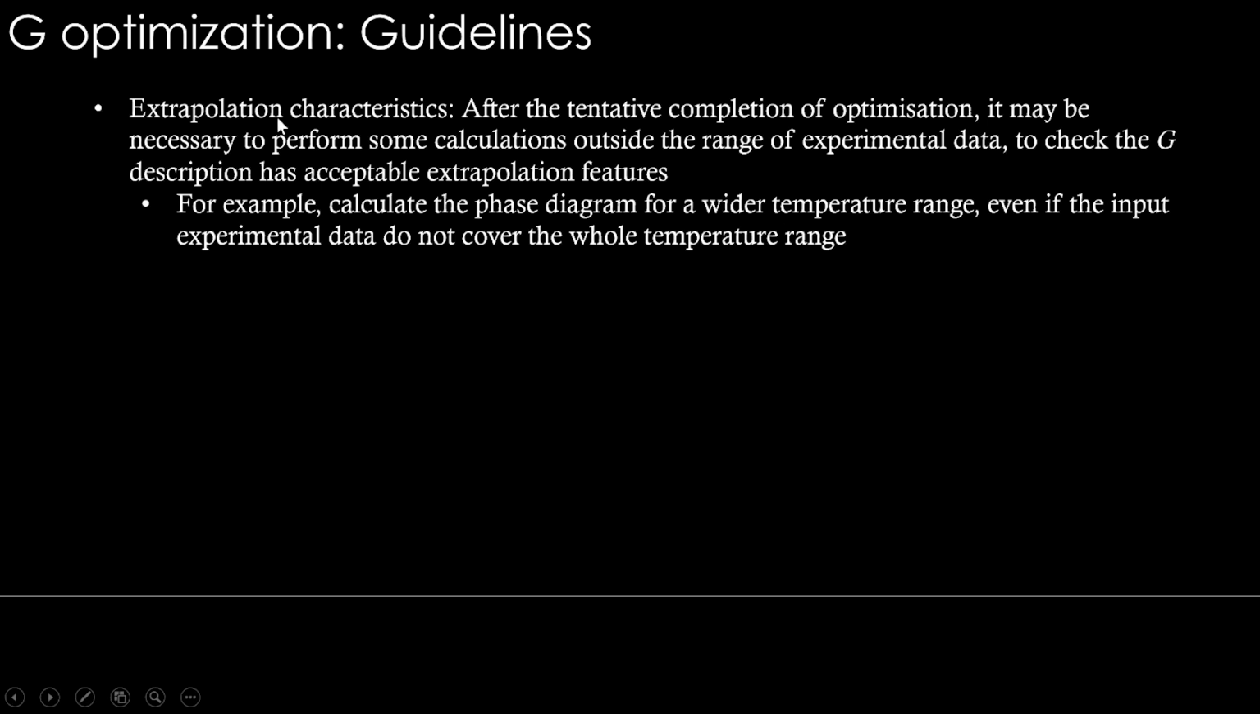So once the optimization is tentatively complete, what we need to check is the extrapolation characteristics. After the tentative completion of optimization, it may be necessary to perform some calculations outside the range of experimental data, to check if the Gibbs energy description has acceptable extrapolation features or not. For example, calculate the phase diagram for a wider temperature range, even if the input experimental data do not cover the whole temperature range. So this can be tried to see the extrapolation features.